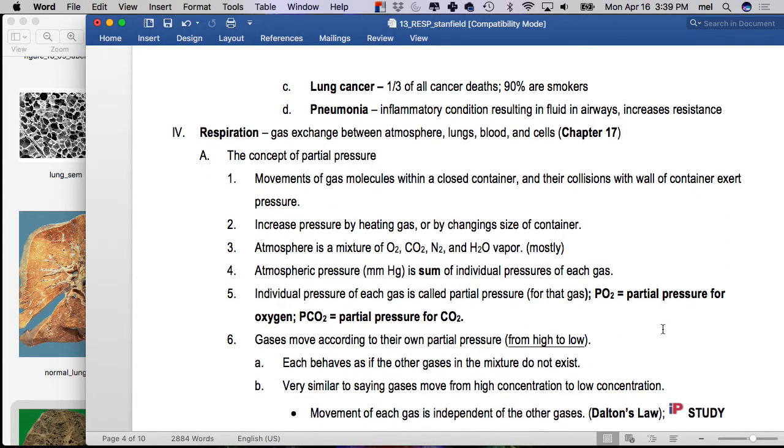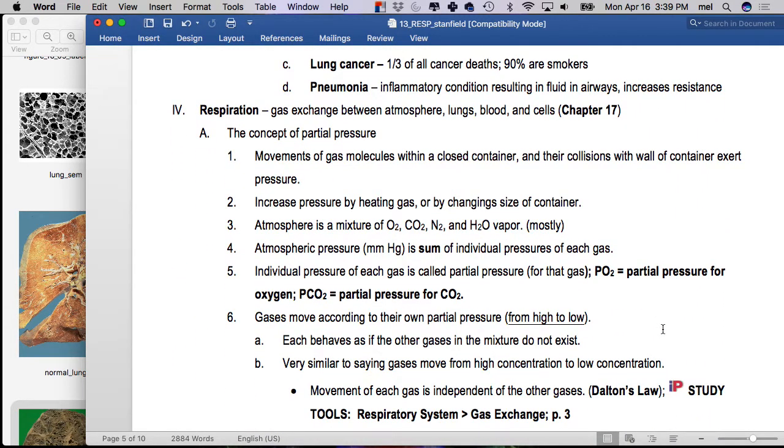Okay, lung cancer and pneumonia are the last two, and then we'll get into respiration. Lung cancer accounts for 1/3 of all cancer deaths, but 90% of them are smokers. Would you not be pissed off if you were the 10% that got lung cancer and never smoked a day in your life? You'd be like, what the?